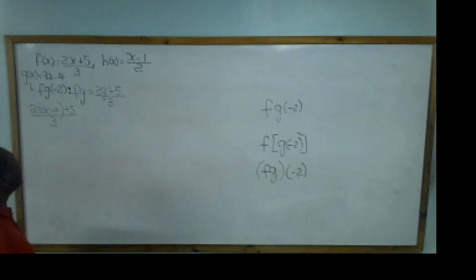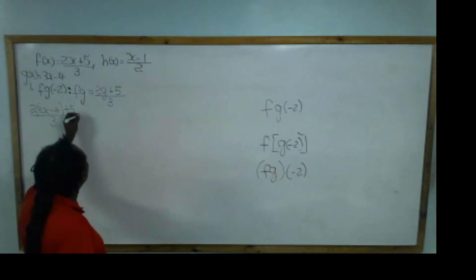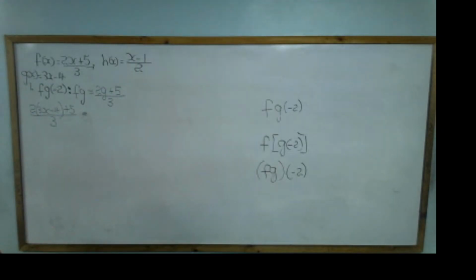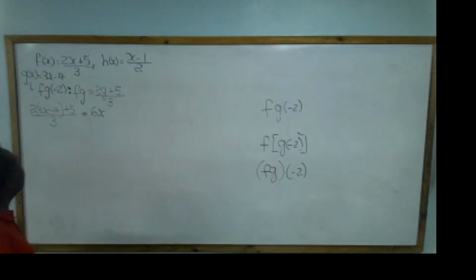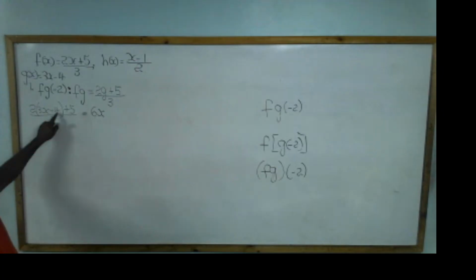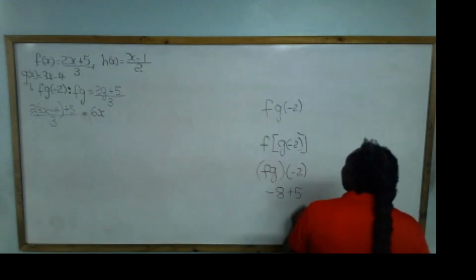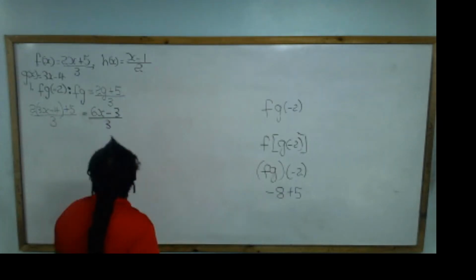And I'll attempt to write it in one step after that. So that is equal to 2 times 3x, that's 6x. 2 times negative 4 is negative 8. And we're going to do it in one shot. Negative 8 plus 5, and of course that's equal to negative 3. Negative 3 over 3. Of course that may be simplified.